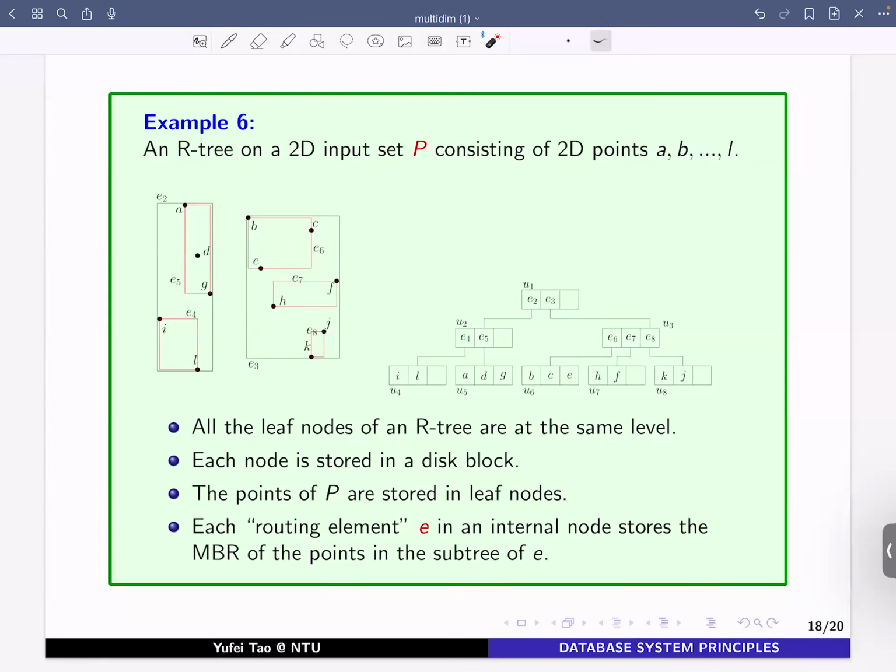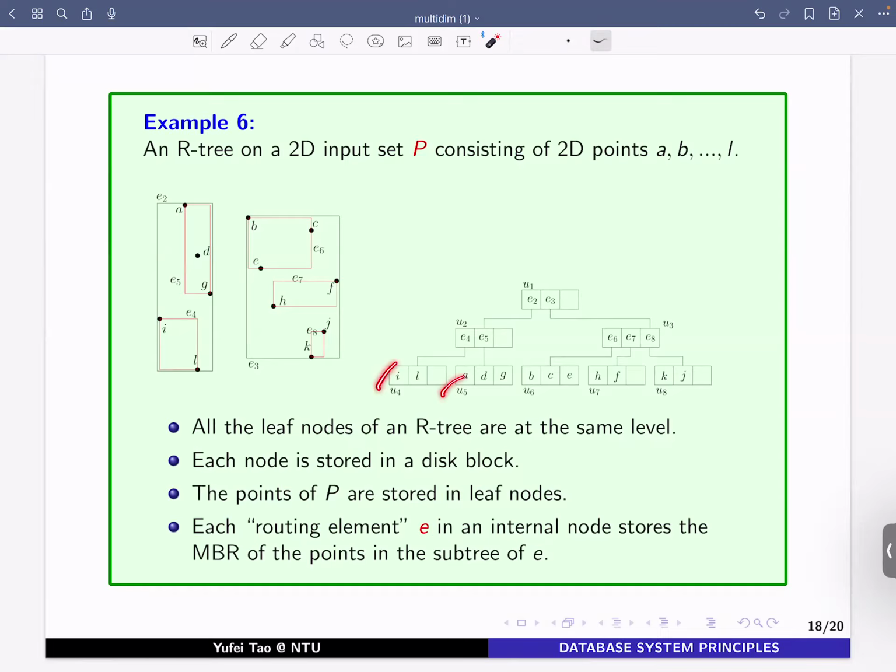And here you can see that every node contains up to 3 points. Indeed, there is also a capacity limit on how many points you can put into one node. Every node occupies a disk block, just like the B tree. Okay.